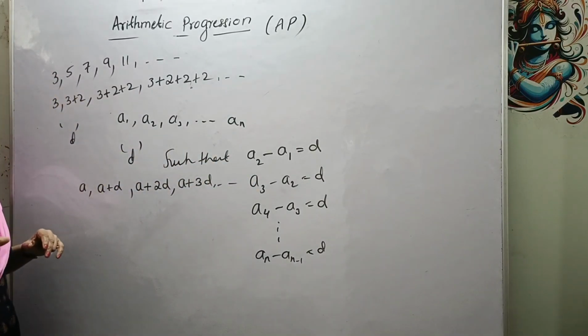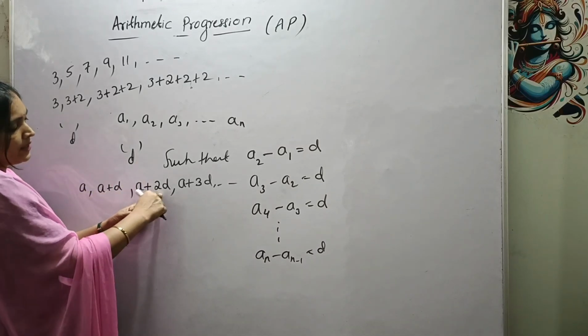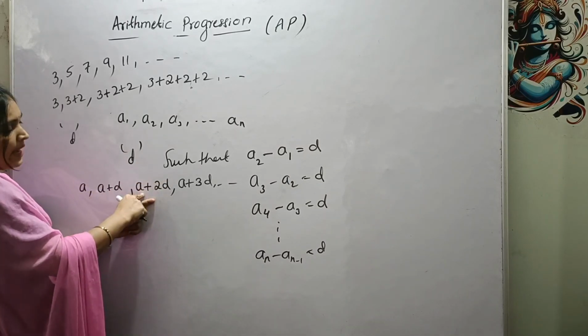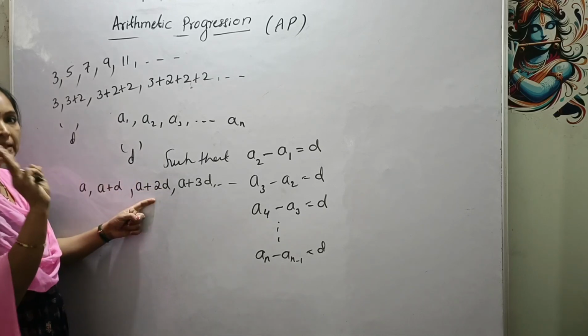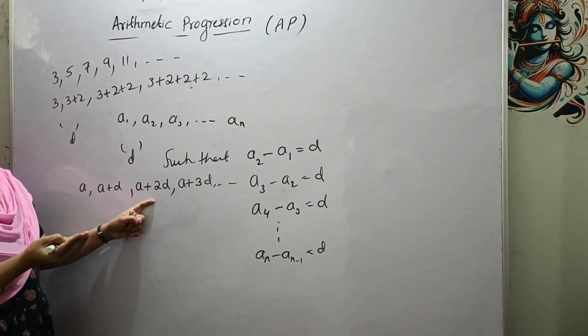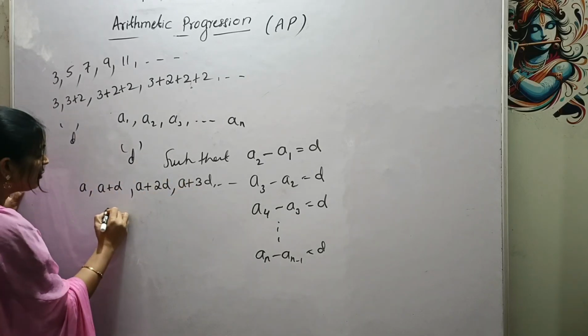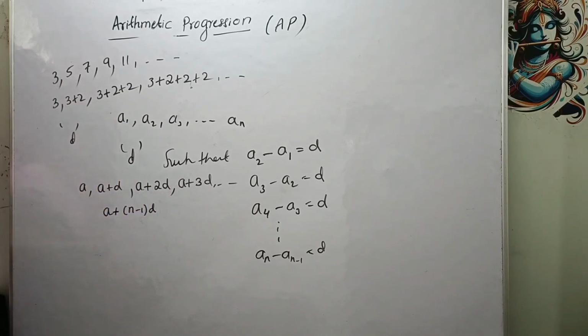Then what will be the nth term? Okay, so let's take the third term. In the third term, a plus 2d. See here, when it is the third term, meaning 3, it will be 2 here. That means n minus 1, right? So here the nth term will be a plus (n minus 1) into d.